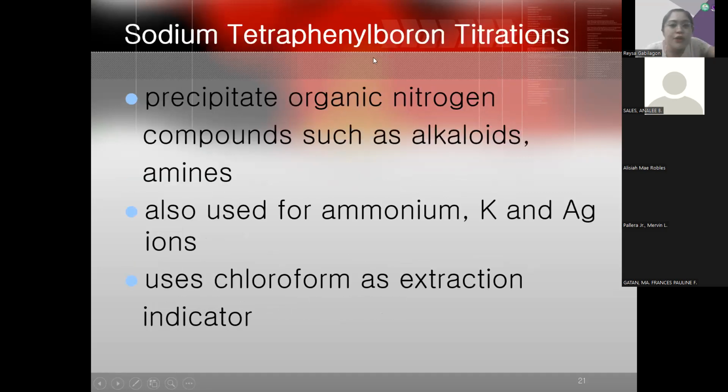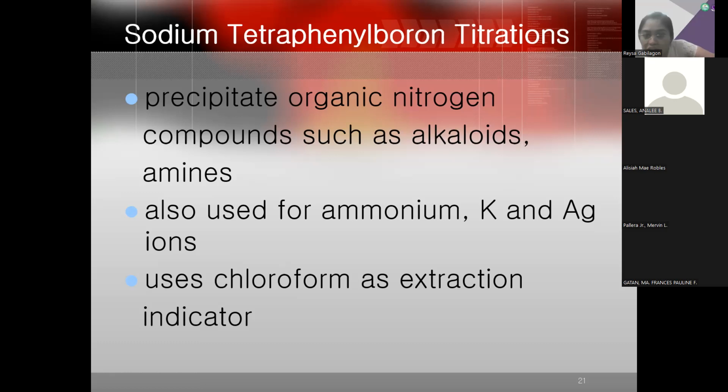And then sodium tetraphenyl boron titrations. Ang gamit naman nito is to precipitate nitrogen, okay? Organic nitrogen sa mga substances natin, mga organic substances din natin like sa alkaloids or sa mga amines natin. Okay? But this is not just for nitrogen determination. This can also be used for ammonium, potassium, and even silver ion. So bakit nasali siya dito sa discussion? Kasi this one is a form of volumetric precipitimetry. So the reaction is dependent in the formation of precipitate.